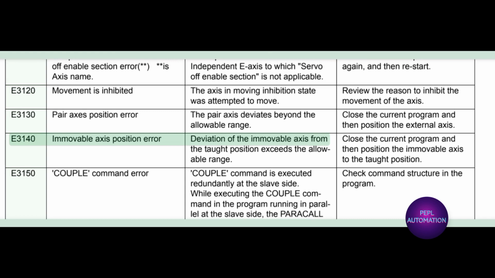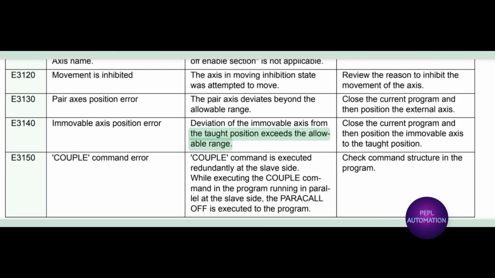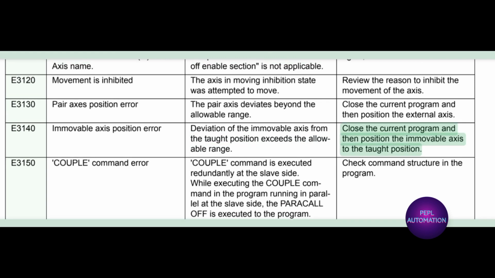E3140 immovable axis position error. Deviation of the immovable axis from the taut position exceeds the allowable range. Close the current program and then position the immovable axis to the taut position.